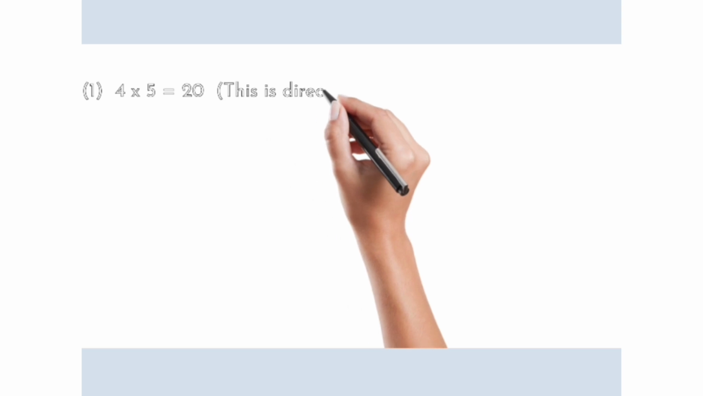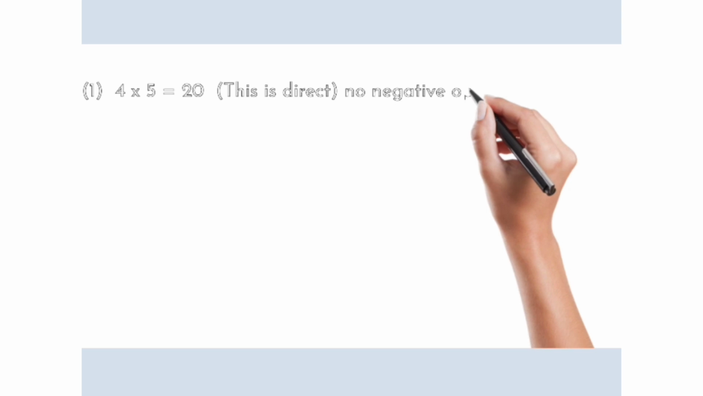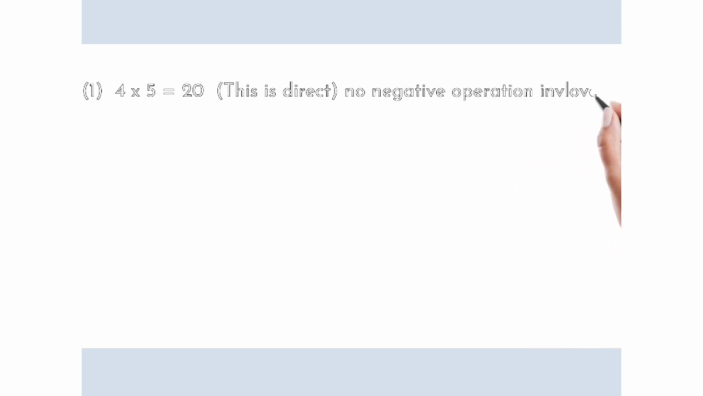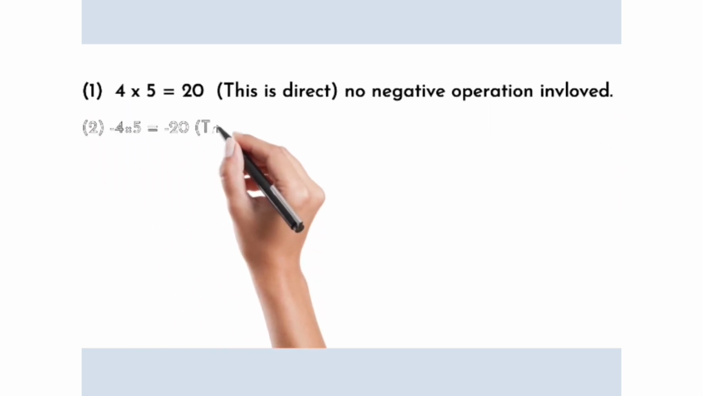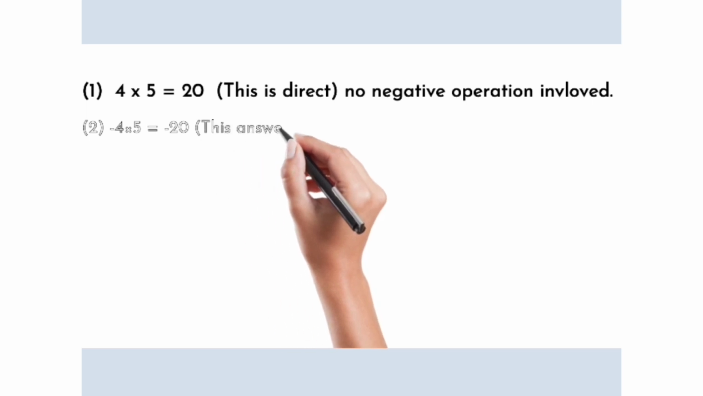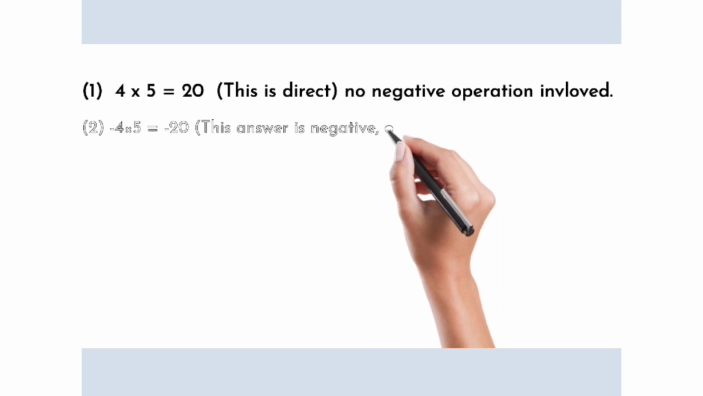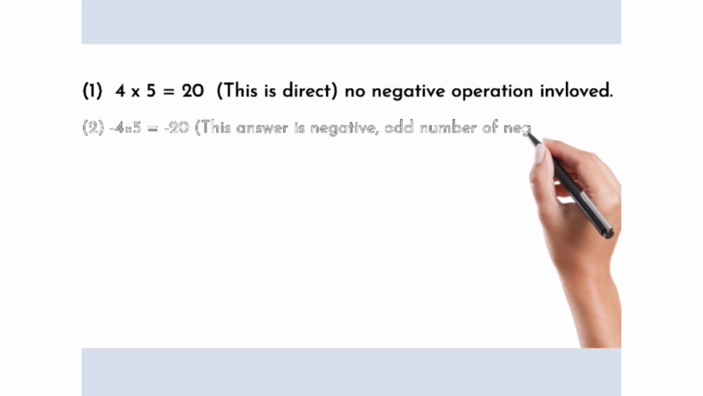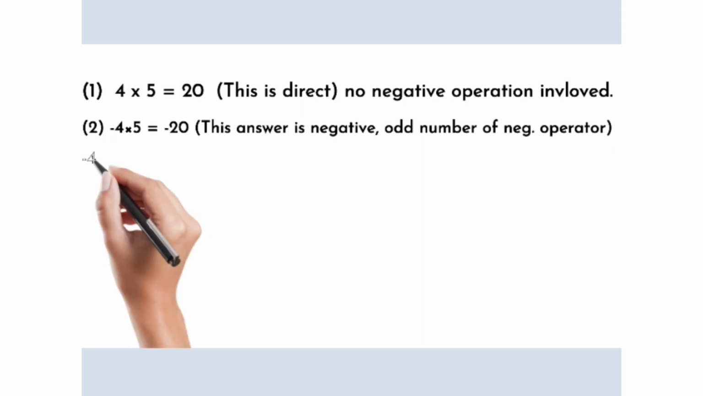The first exercise for today is 4 times 5. This gives us the direct answer of 20, a positive answer. There is no negative operation involved. Another example, we have minus 4 times plus 5. This gives us a minus 20. The answer is negative because the negative operation occurs an odd number of times, which is 1. We have only one negative operator.